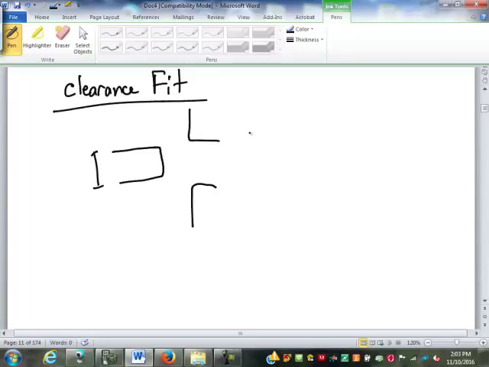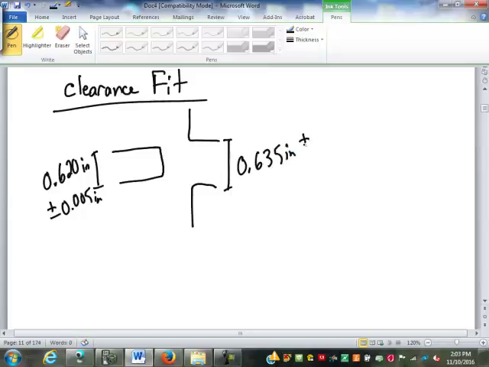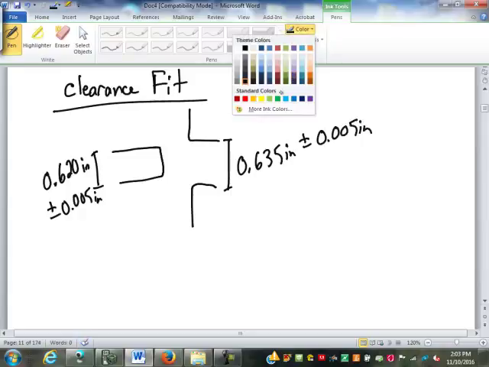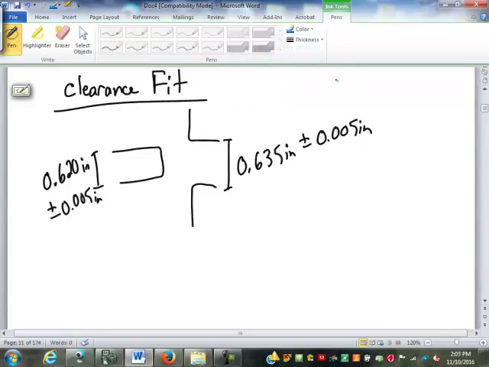Let's assume this is a bolt sliding in and out through a door. Let's say that this is 0.620 inches plus or minus 0.005 inches. And this over here, let's say that this is 0.635 inches plus or minus 0.005 inches. It's what we call a clearance fit. There has to be extra space.